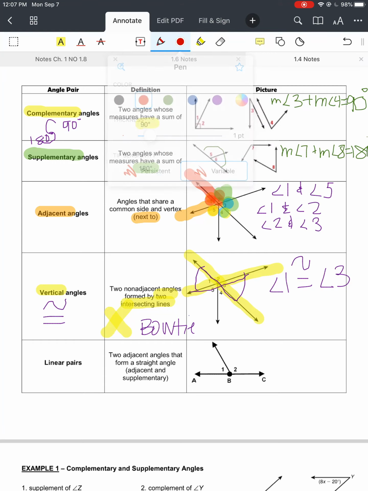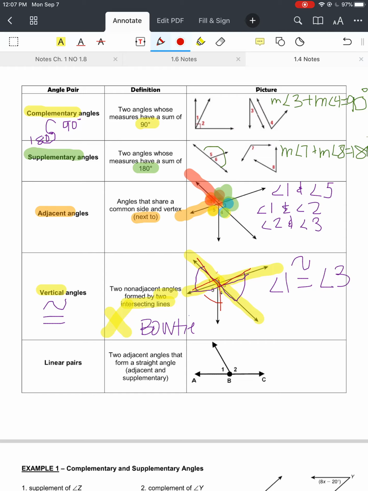Notice that angle 2 would be vertical to both 4 and 5. So 2 is not vertical to any angle because 2 is larger. It's formed by these two lines. 5 is not formed by the exact same two lines. So they have to be formed by the same two intersecting lines. They're not going to be adjacent, not next to each other. They're going to be across from each other.